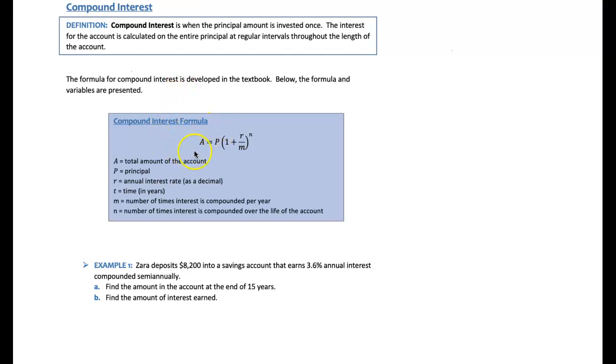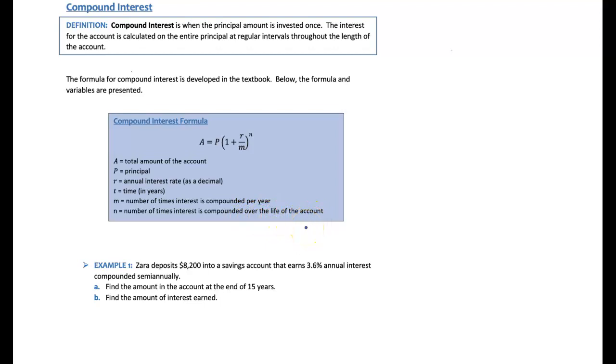However, here we have the formula below and the different variables. A stands for the amount in the account, the total amount. P is for the principal, the amount initially deposited. 1 plus R stands for the interest rate, written as a decimal. T is the time in years. M stands for the number of times interest is compounded in 1 year. And N, the exponent, is the number of times interest is compounded over the life of the account.